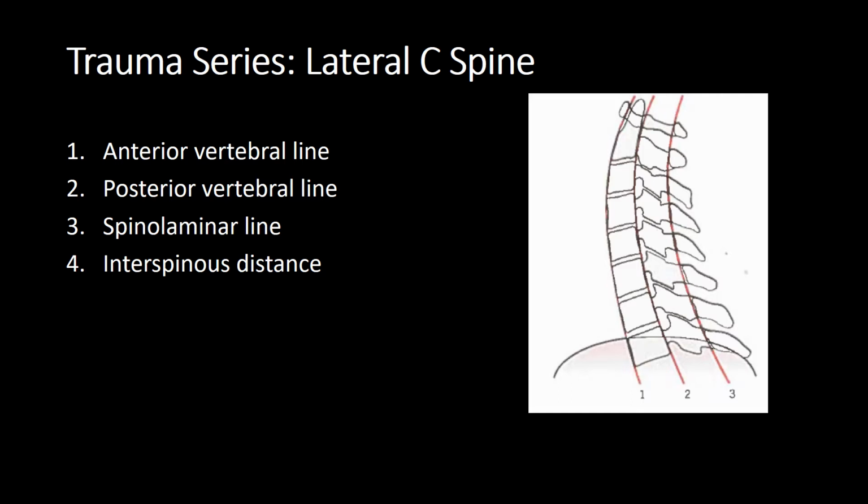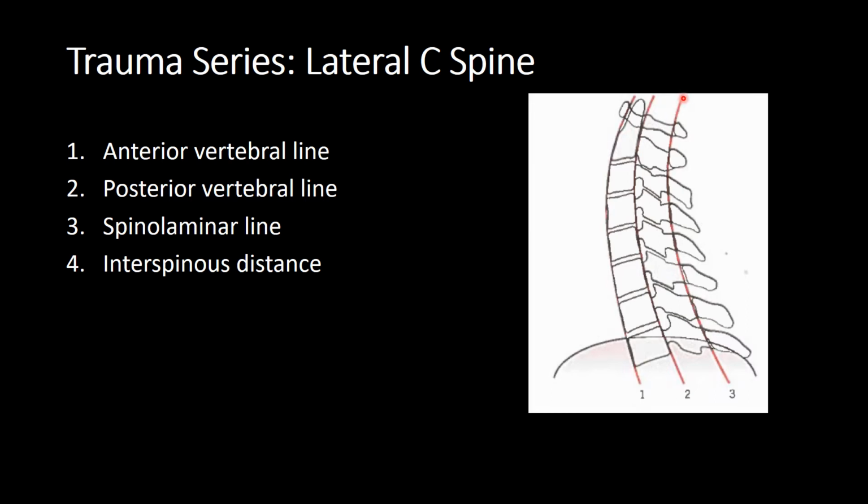Now the anterior vertebral line lies posterior to the anterior tubercle of C1, and it lies anterior to the odontoid peg. So the anterior vertebral line lies between the posterior cortex of the anterior tubercle of C1 and the anterior cortex of the dens. So it passes between the anterior tubercle of C1 and the dens, which is called the pre-dental space. It runs down the pre-dental space and then down the anterior cortices of the vertebral bodies. The posterior vertebral line runs down the posterior cortices of the vertebrae.